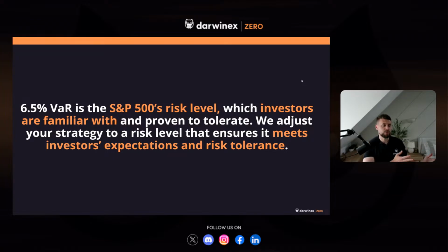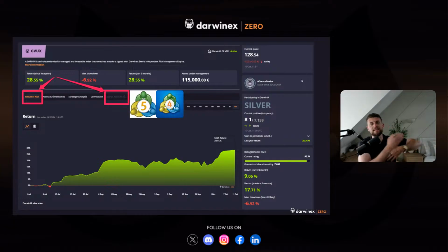So by adjusting your strategy to a risk level that ensures it meets investors' expectations and risk tolerance. Because again, the S&P has been around for donkey's years, and we know that investors will sit through it, even through the bad times, because they see the end goal, they see the long-term wealth generation.